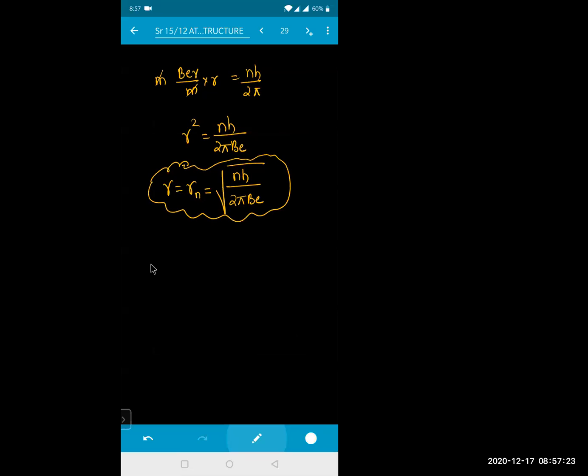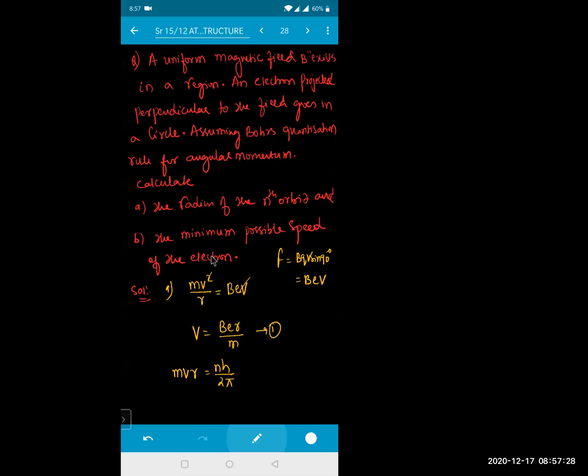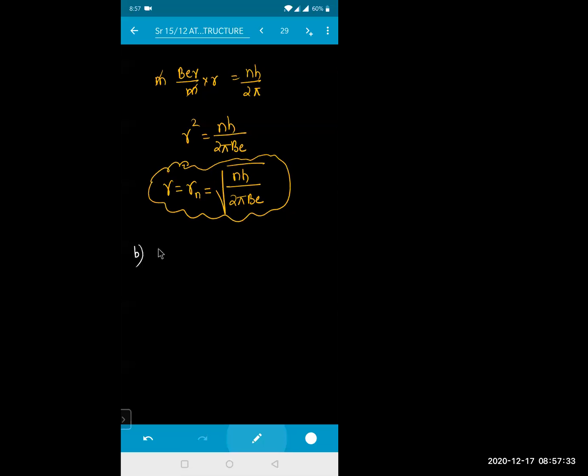Clear, everyone? Similarly, part B. What is part B asking? The minimum possible speed for the electron. Minimum possible speed means velocity of the nth orbit. We already know the value of v: v is equal to B e divided by m r. So velocity of the nth orbit is equal to B e divided by m into the radius of the nth orbit, which is n h divided by 2 pi B e.